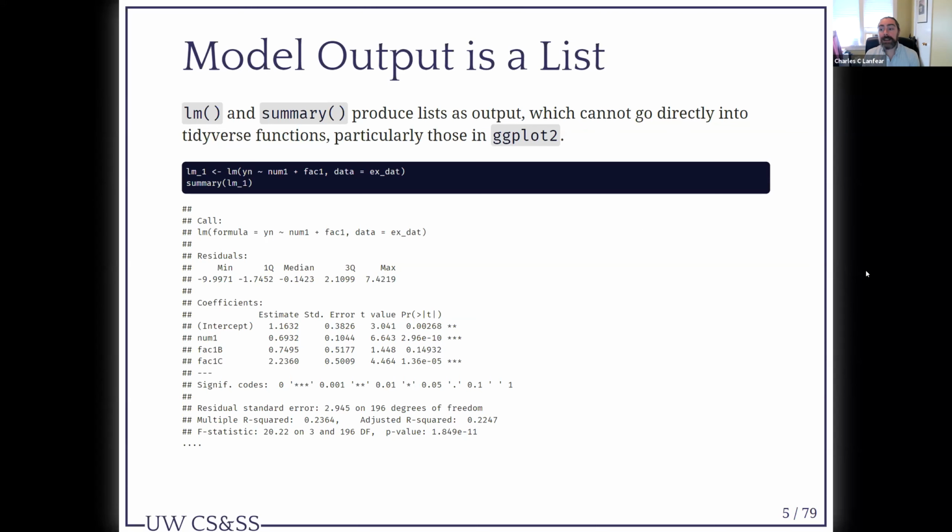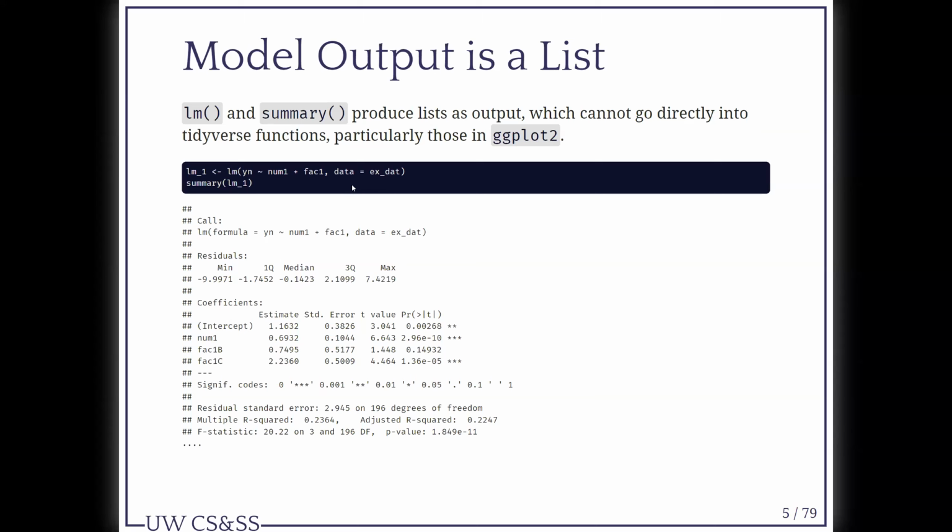So, like I said a second ago, lm and summary on objects like lm will produce a list as output. As I've tried to emphasize throughout this class, lists are very powerful, but they also suck to work with. Nobody really likes working directly with lists unless they're a pretty old school R programmer. For the purposes of this class, list objects cannot go directly into most, for instance, tidyverse stuff, and also they can't go directly into ggplot.